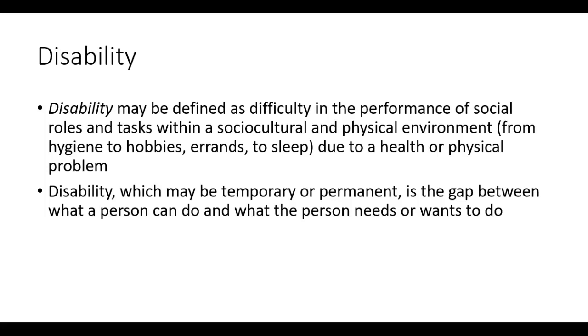This is probably the hardest construct for students to understand, and we're talking about disability. So these are social roles, where we're looking at what a person is expected to do as a human being in our society. What is a person, an adult, a child, an older adult expected to do? And a disability can be temporary or permanent, and it describes a gap between what the person can do and what they need or want to do.